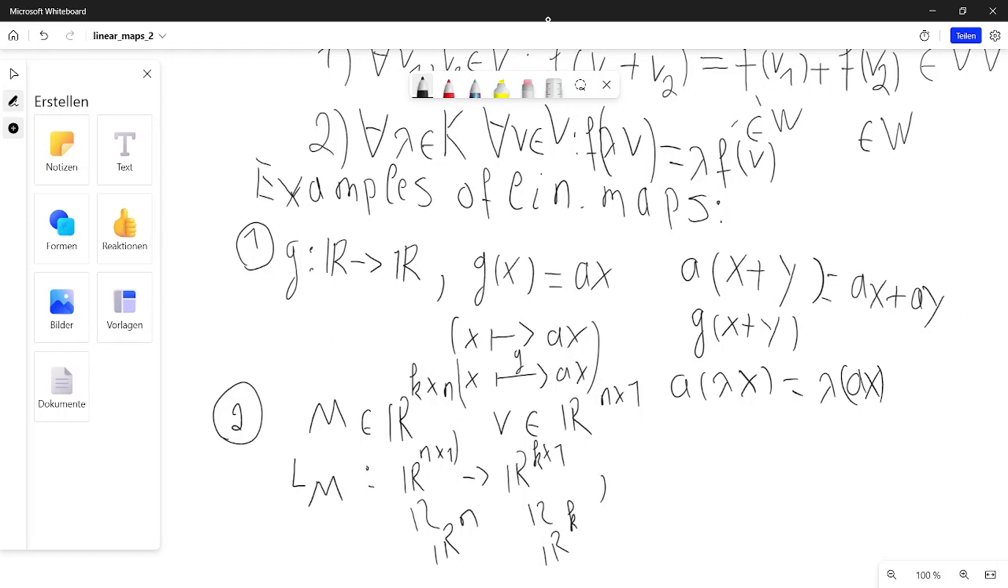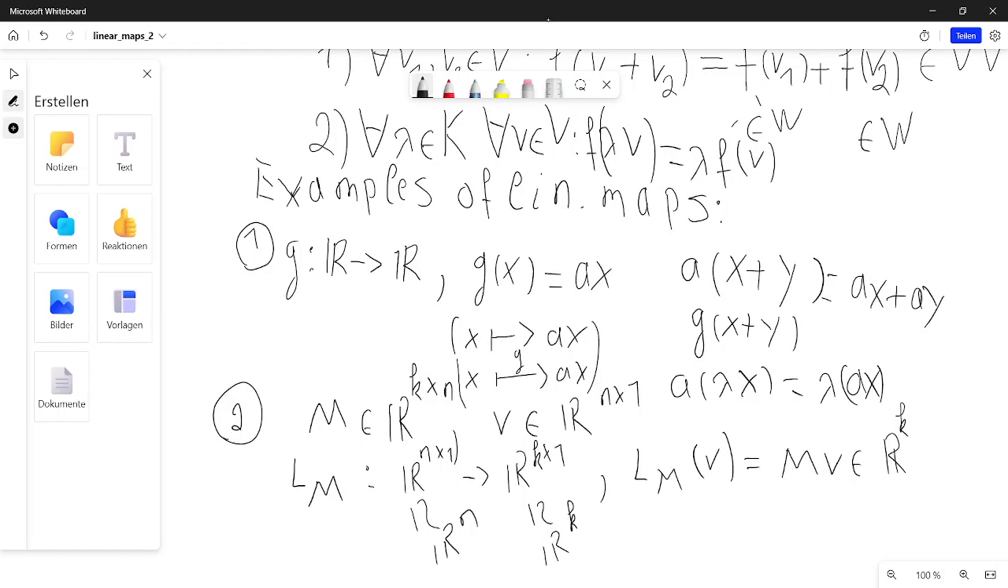Okay, and of course, what else could it be? L_M of our vector v, which is defined to be the multiplication of a matrix M with a vector v, right? And this, of course, just by how the matrix multiplication is defined. That's okay.